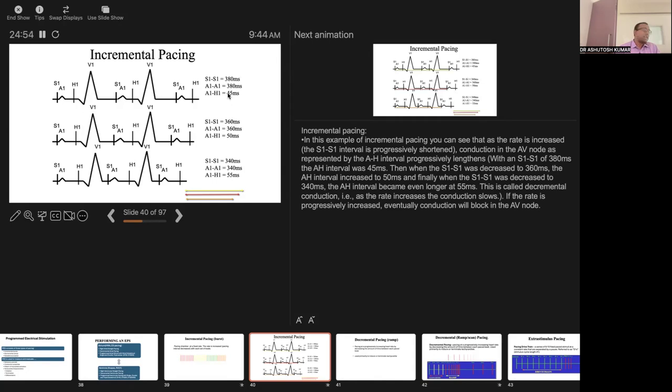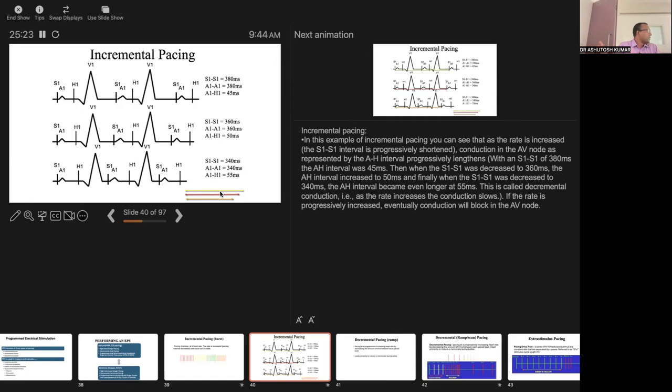What is happening here? AH 45, 50, 55. What does it mean? Decrement. Very good. That thing you are not seeing, that's why I wanted to point it out. When you are pacing from the atrium, the conduction through the AV node will be decremental. The AH interval will be increasing: 45, 50, 55. And at what point?